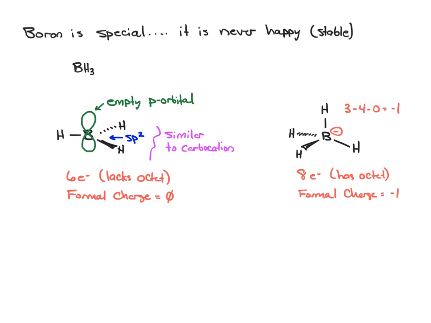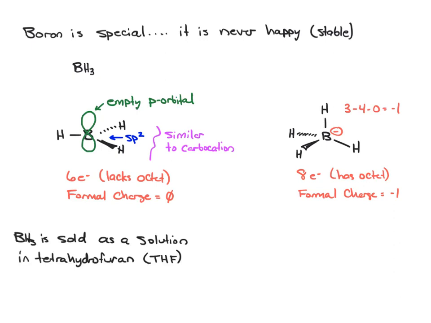I mentioned before that boron is often written as a BH3-THF complex, and that's because it's most commonly sold as a solution in THF, tetrahydrofuran. If we draw out the structures, you can see the purpose for this. So here is BH3. I'm going to write it as H3B. And we know that the boron is electron deficient.